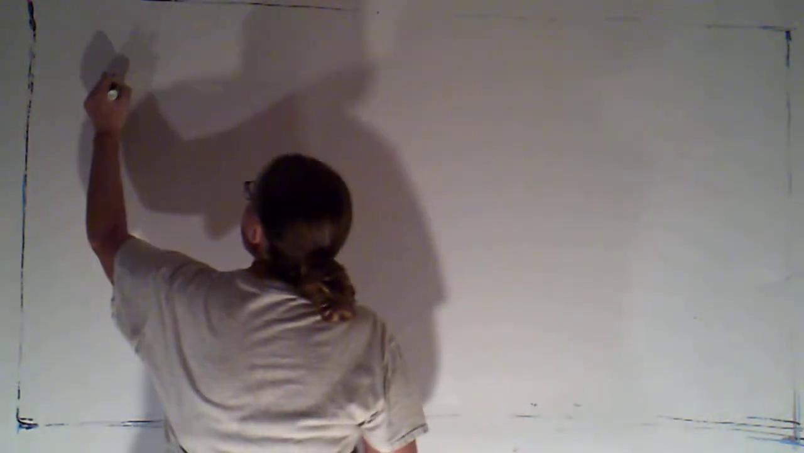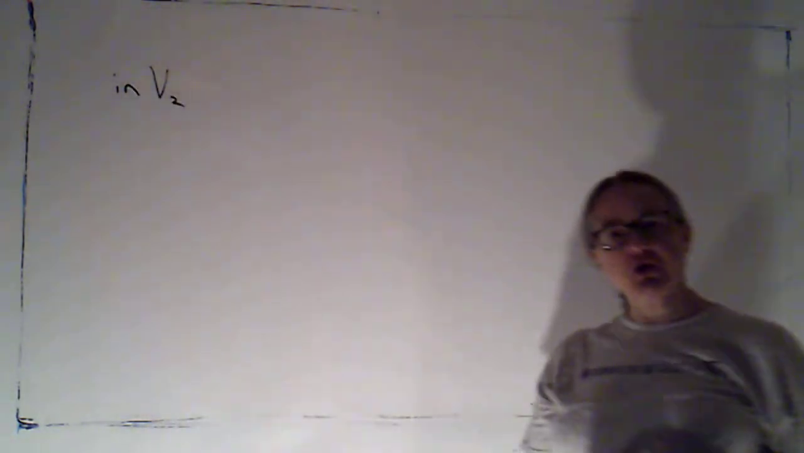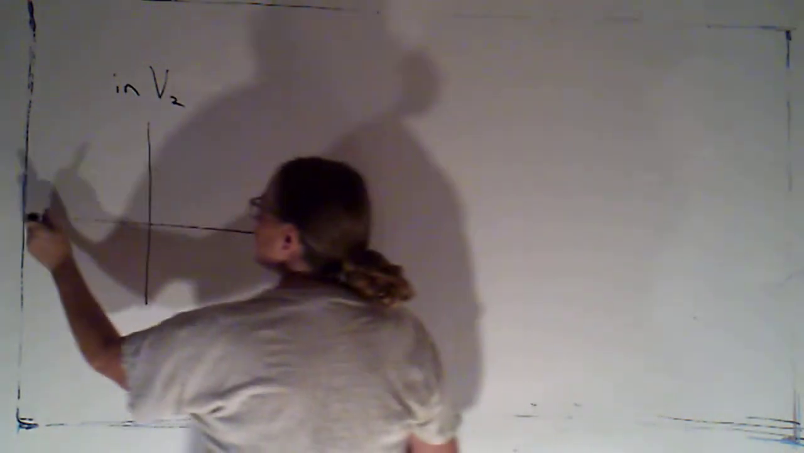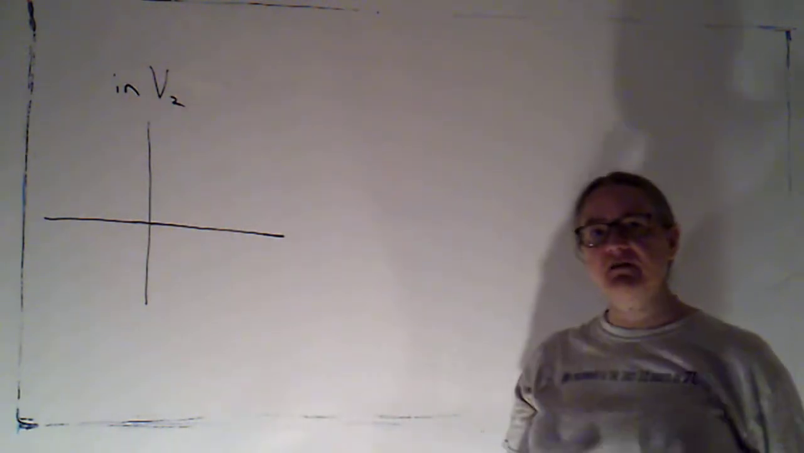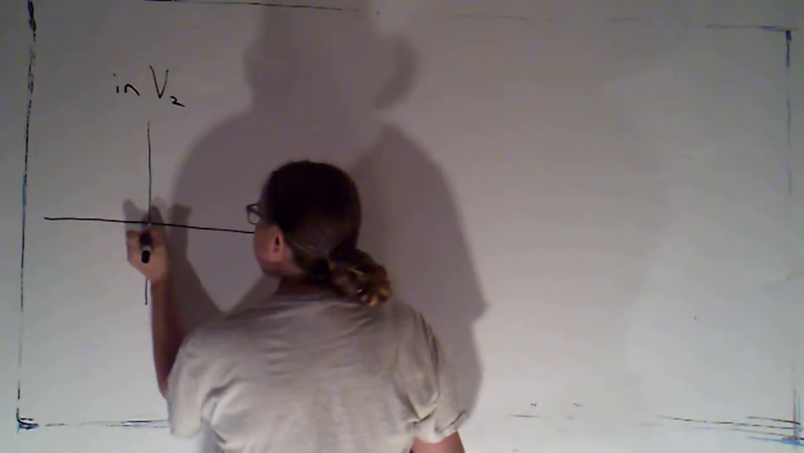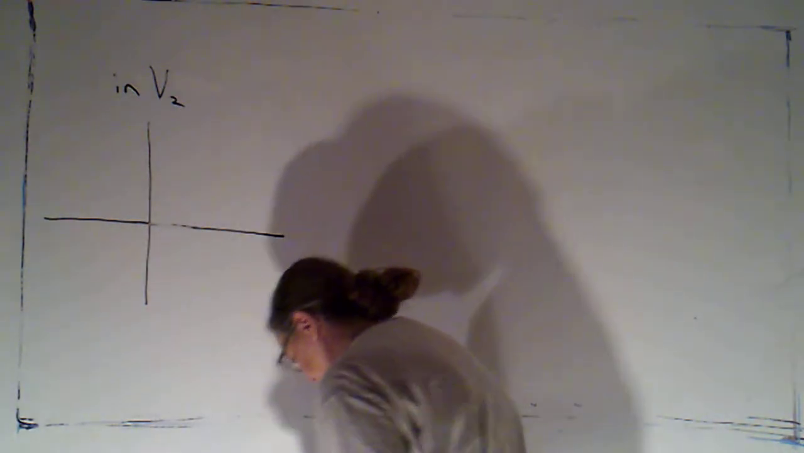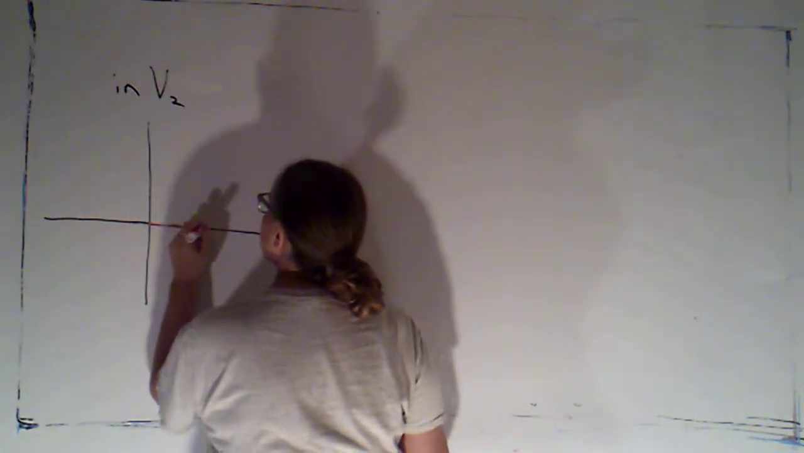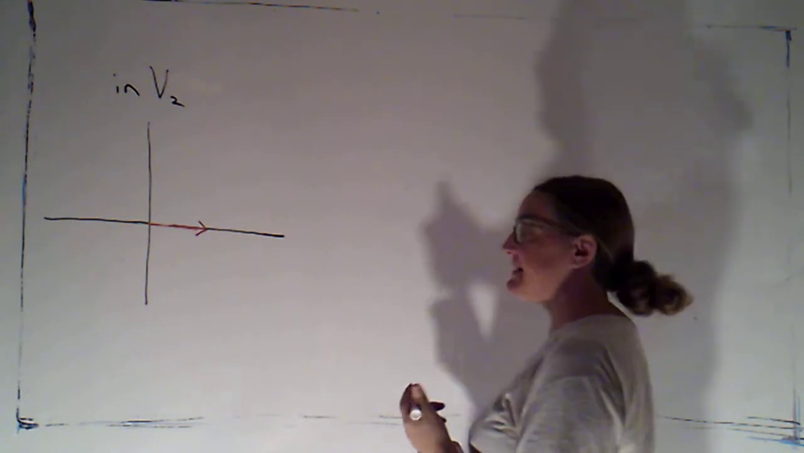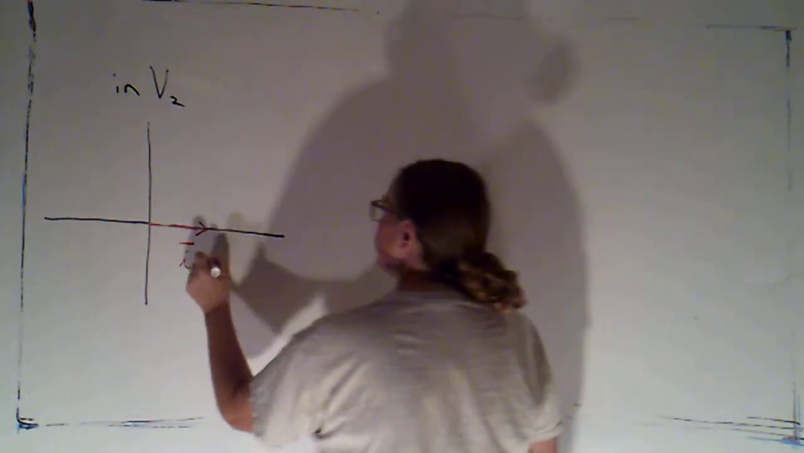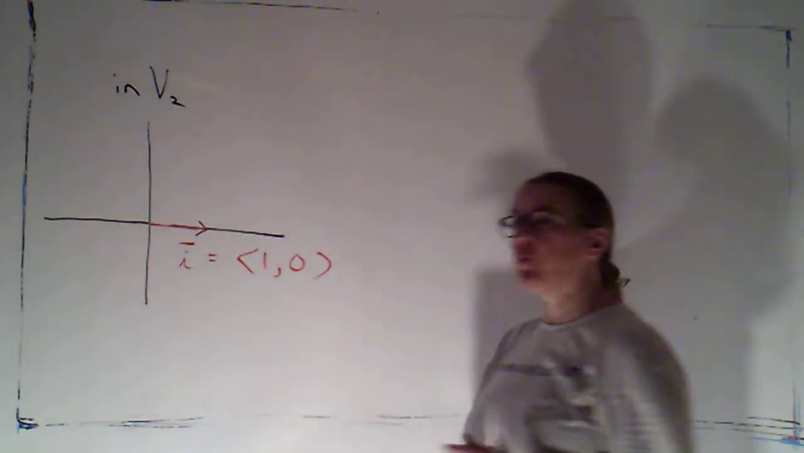Right, continuing our discussion of unit vectors. If we're in V2, there are two very special unit vectors, the vectors that point in the directions of the positive x and the positive y axis. If I take the unit vector that points in the direction of the positive x-axis, we call that i, and its components are just 1, 0.